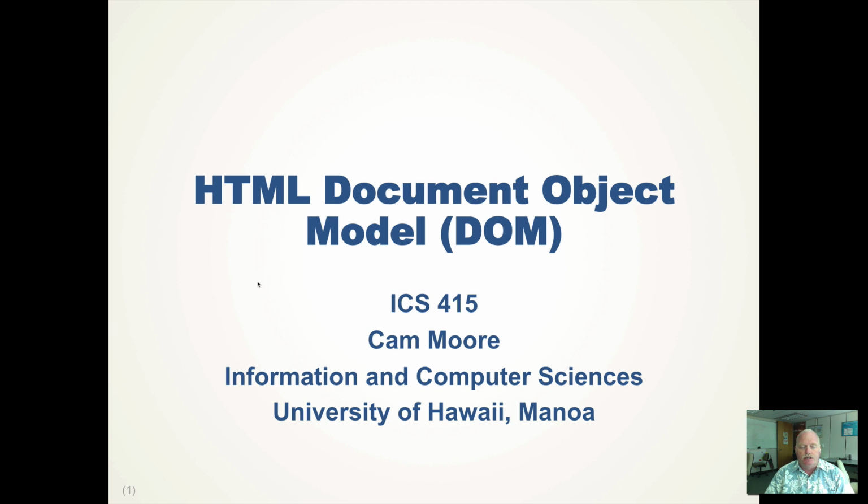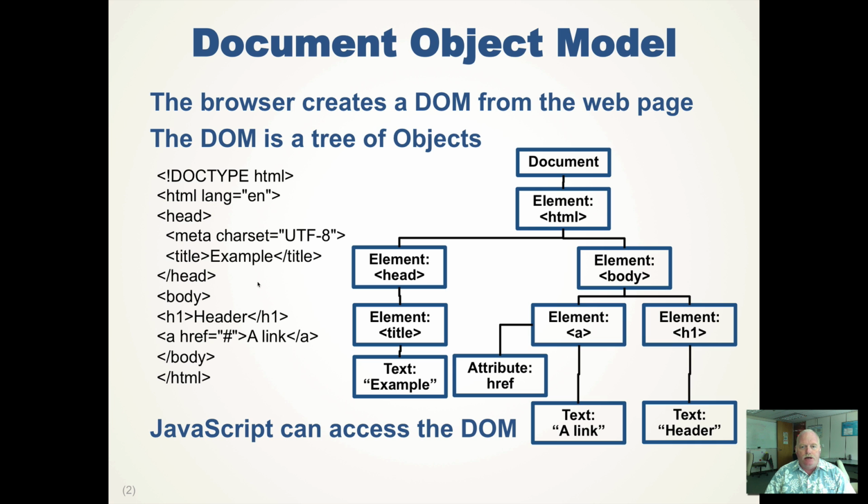Welcome to this brief screencast on the JavaScript HTML document object model, also known as the DOM. The document object model is created by the browser from the web page. So the DOM is a tree of objects. On the left here we have a very small HTML web page. It's got HTML tags, a header tag, a body tag, and some embedded stuff.